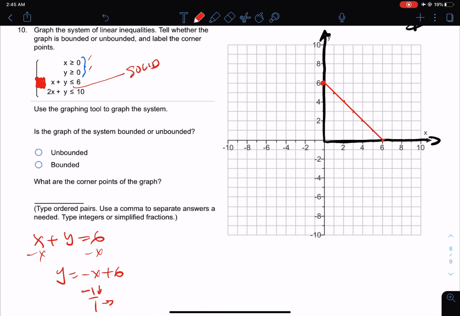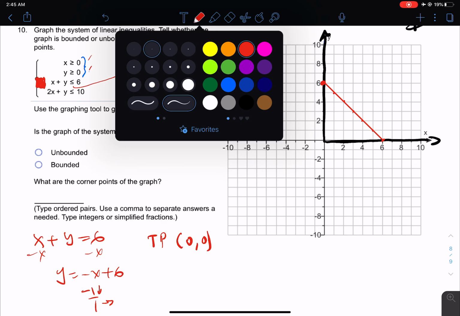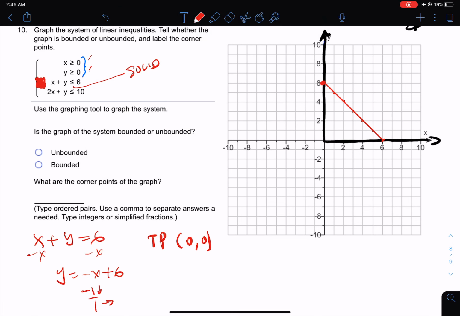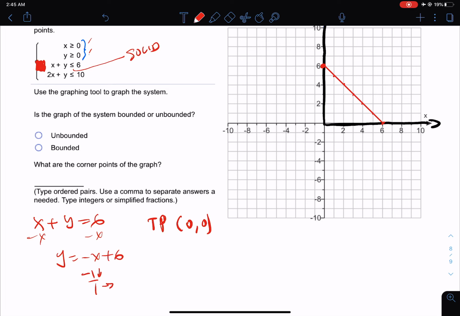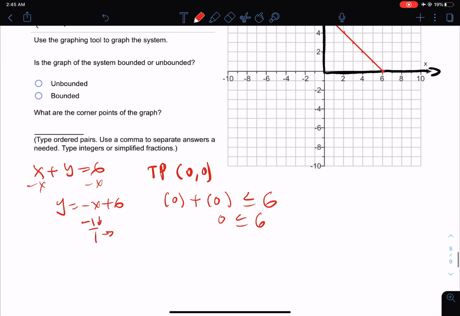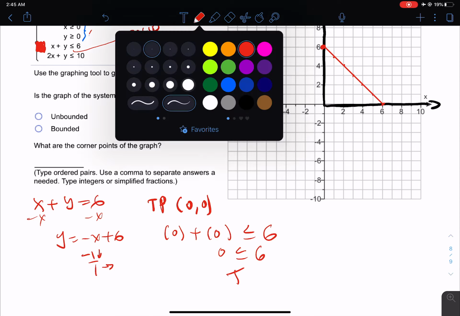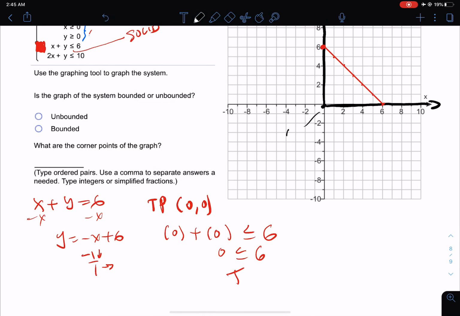Anyways, so now we need to figure out where to shade this thing. Take the red line, and I need to do a test point, 0, 0, and that red inequality is x plus y is less than or equal to 6. Putting 0 in for x and y, you get 0 is less than or equal to 6. So is that true or false? 0 is less than or equal to 6. That's true. So that means our test point, 0, 0, was true, so we are going to shade towards that test point.